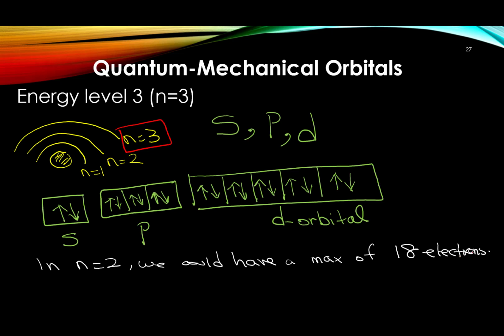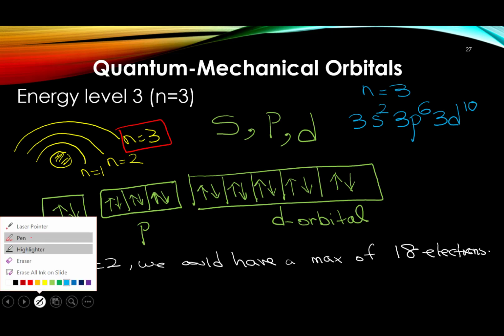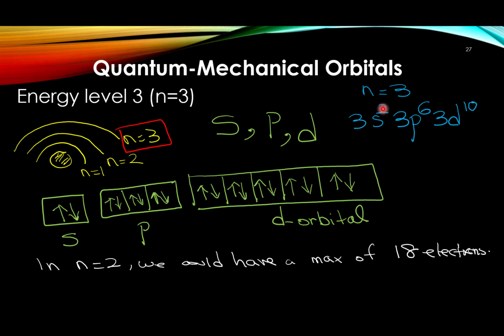All right, now let me change the color. Then in energy level 3, okay, we have 3s2, 3p6, and 3d10. Okay, then these are the orbitals that exist in energy level 3. Okay, and then it's 3s2. Why? Because we are talking about energy level 3, and in any s orbital we could have a maximum of 2 electrons. Next one is 3p6.